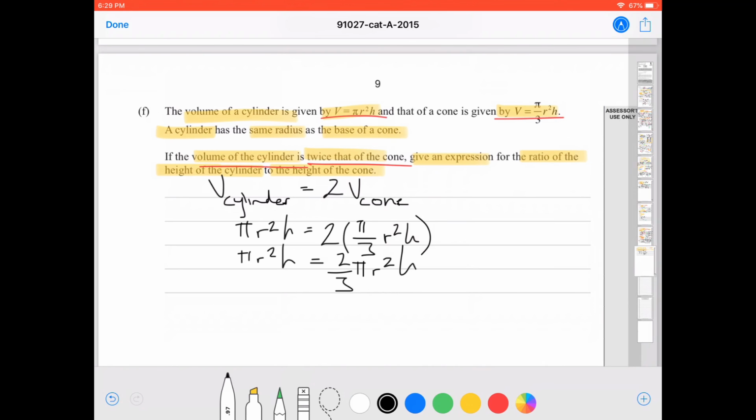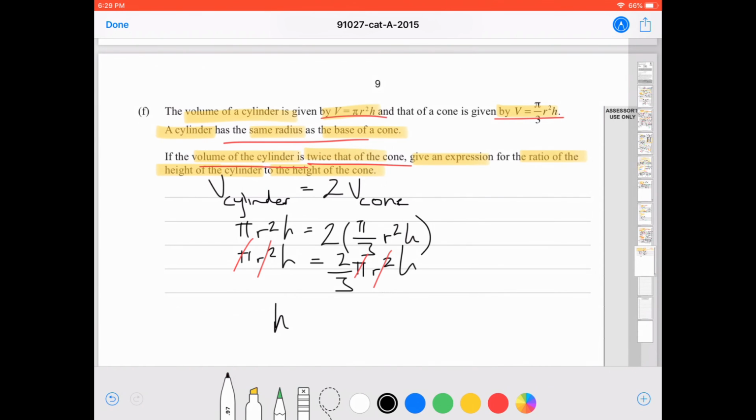I think we're allowed to do this because it says a cylinder has the same radius as the base of a cone. I think that's what they're getting at with that information. That is what allows us to cancel our r squareds here. We can also cancel pi because pi is a constant. It's being multiplied on both sides. We can cancel that. And so we're left with h.